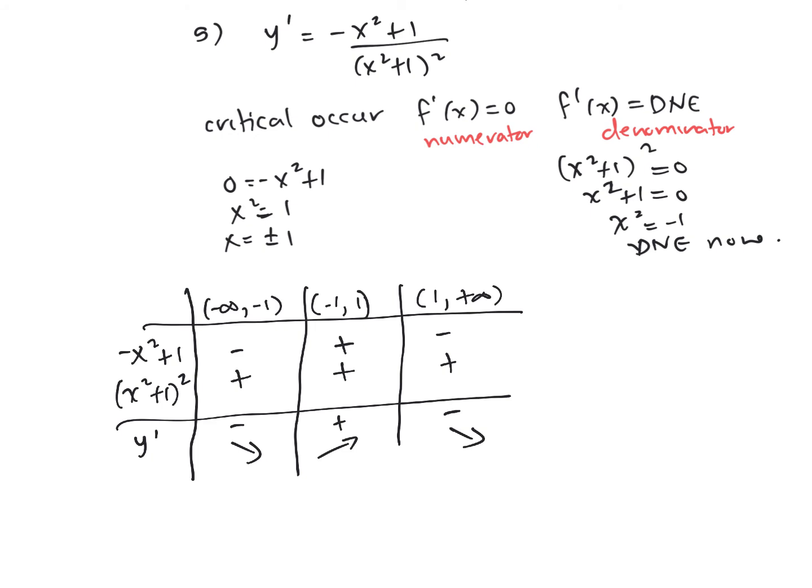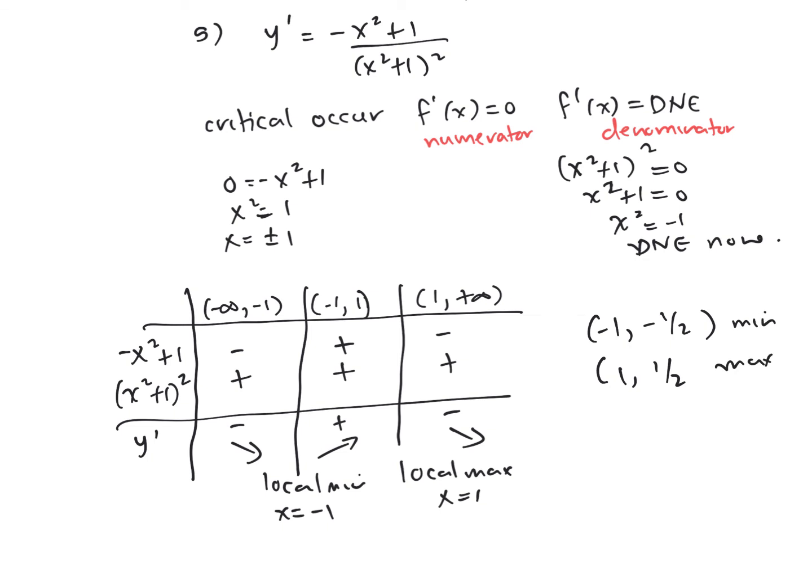decreases after. We have a local min at x equals -1, and we have a local max at x equals +1. So I'm just going to put those numbers here. When I substitute those values into my original function, I get, let's see, 1 would be 1/2, and -1 would be -1/2. So those are my local max and local min. So this is the min and this is the max.